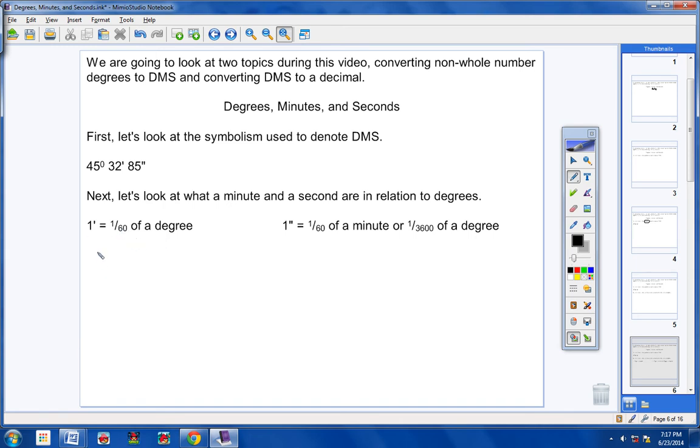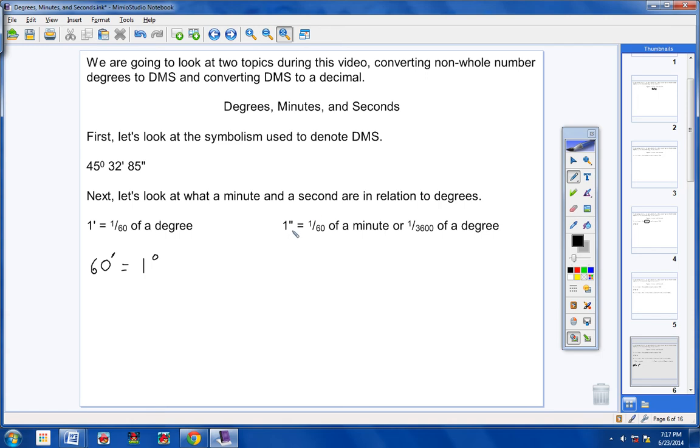Another way to look at this, if you multiplied both sides by 60, you could say 60 minutes equals 1 degree. Okay, so if I have 1 degree, that's 60 minutes. If I have 60 minutes, that's 1 degree. Okay, all right, let's come over here.